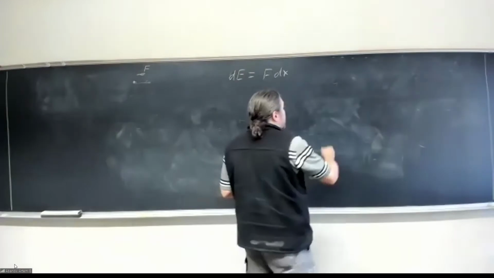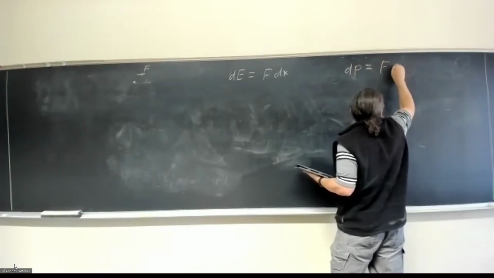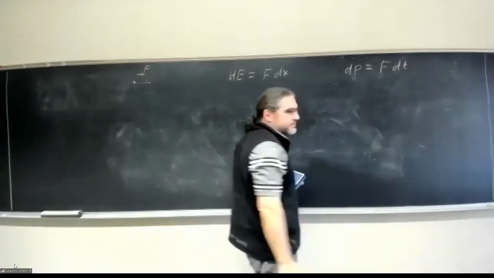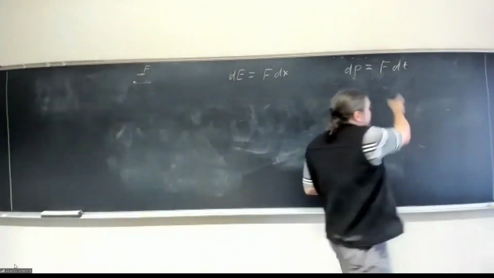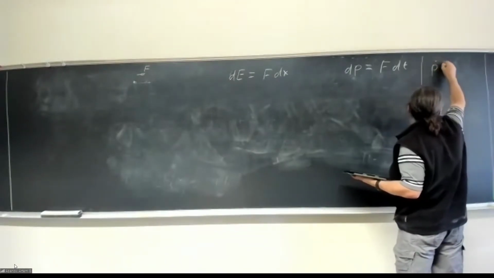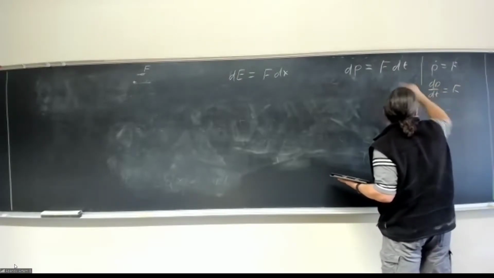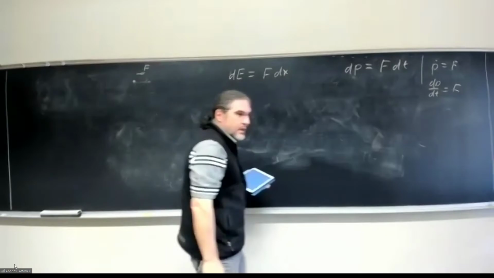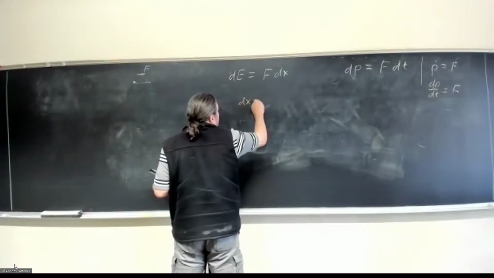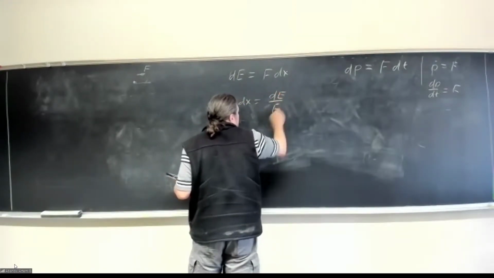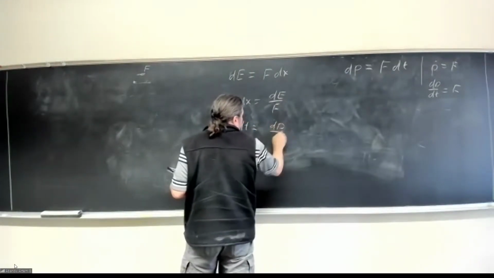And on the other hand, its momentum will change by force times the time which it took for us to apply that force, or that distance dx. This is just the same thing which you remember, that Newton's law is P dot equals F, so this is dP over dt equals F. Okay? Now from here, I see that dx equals dE divided by force, right? And dt equals dP divided by force.